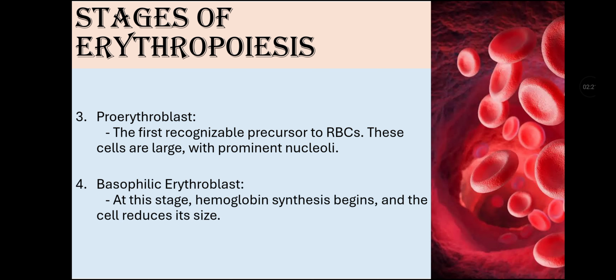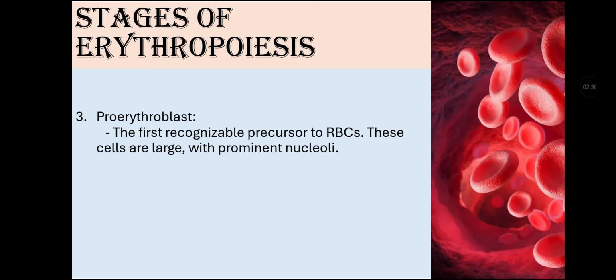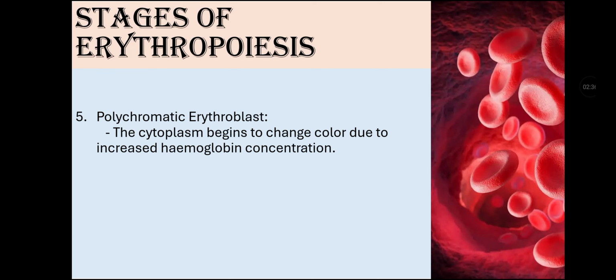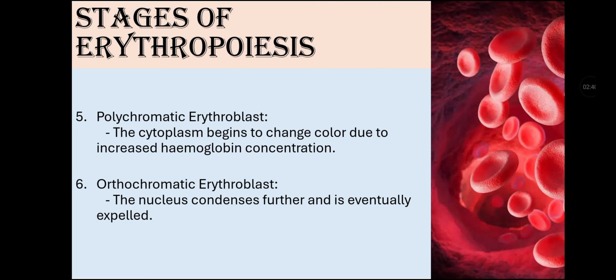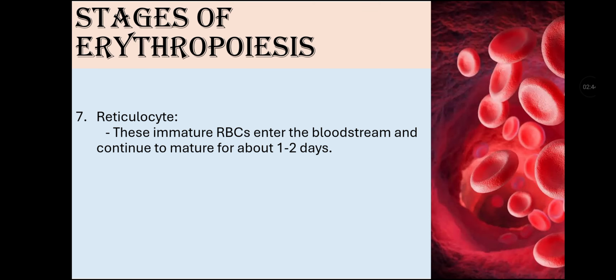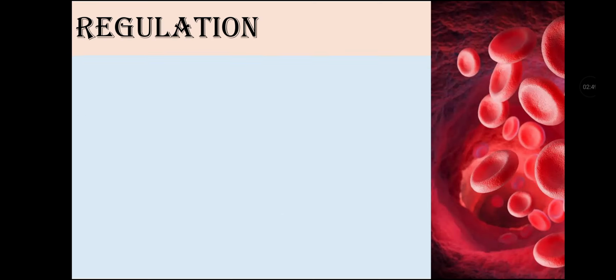We will repeat these stages. The first stage is hematopoietic stem cell formation. Second stage is common myeloid progenitor cell formation. Third stage is proerythroblast formation. Fourth stage is basophilic erythroblast formation. Fifth stage is polychromatic erythroblast formation. Sixth stage is orthochromatic erythroblast formation. Seventh stage is formation of reticulocyte, and eighth stage is maturation of erythrocyte.